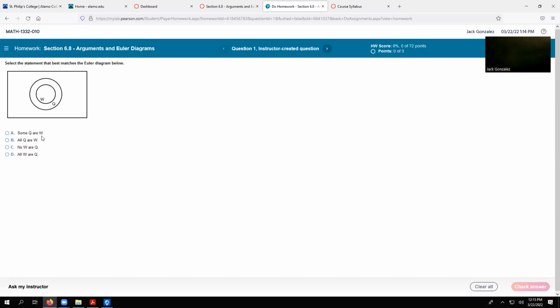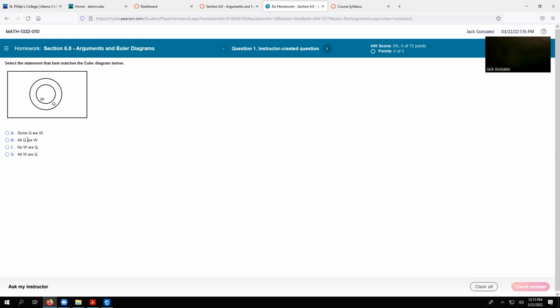Some Q are W. Well, I guess that's true, but which one best matches? All Q are W. No, that's not true because some of the Q is outside the W, right? No W are Q. Well, no, because W is inside the Q. So all of W are Q. I don't know why it's phrased that way, but it sounds strange. But if we use normal English, all W is inside Q. I think D is the one that makes the most sense.